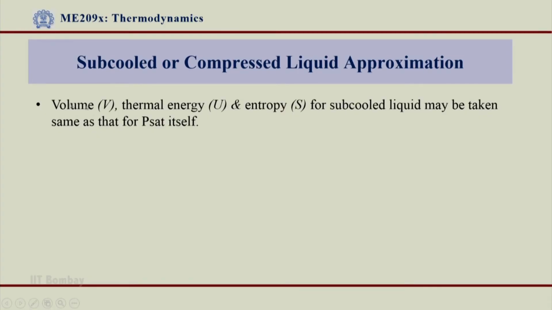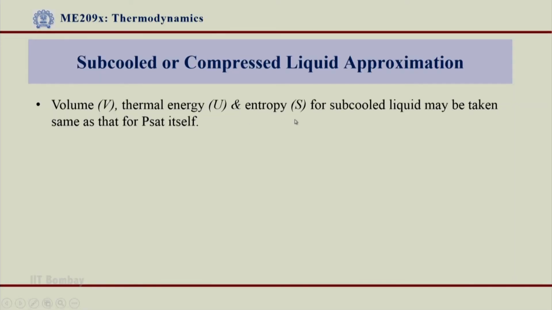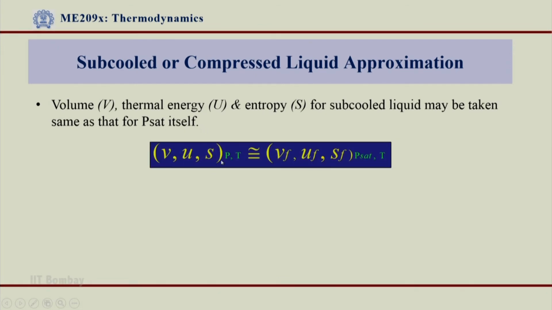So the approximation I can do with respect to volume, internal energy and entropy for subcooled liquid is that they may be taken the same as at Psat itself. If I want to find the values of these properties at higher and higher pressure, I need not go to higher and higher pressures; I can do the same thing at the Psat value only, because this subcooled liquid is incompressible and the properties will not change so much. Therefore properties like V, U and S can be taken directly at Psat itself. This is the reason V, U, S at (P,T) is equal to V_f, U_f, S_f at T.